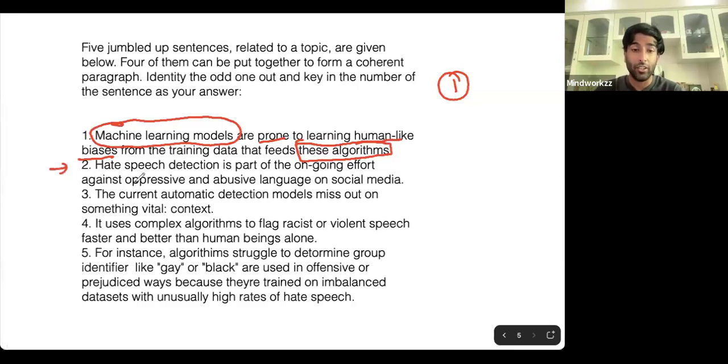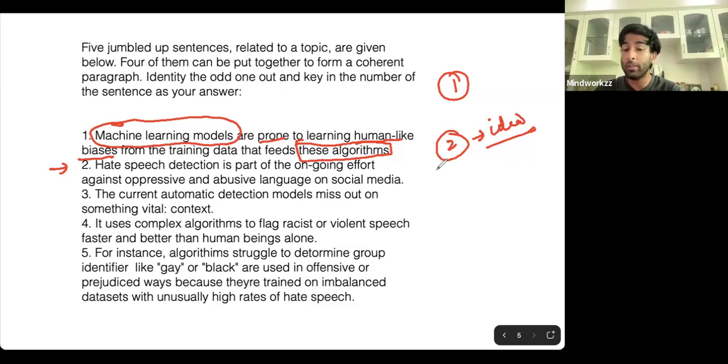Hate speech detection is part of the ongoing effort against oppressive and abusive language on social media. So to detect hate speech, why do you want to detect hate speech? To fight bullying and abusive language which is happening on social media. So it is very important. So sentence number 2 is trying to present some idea to you.